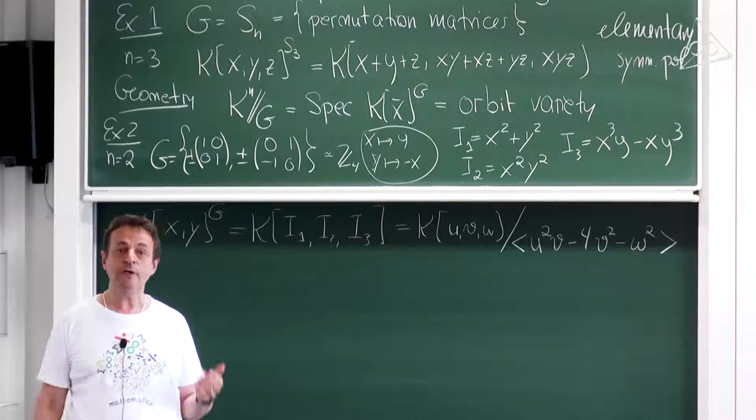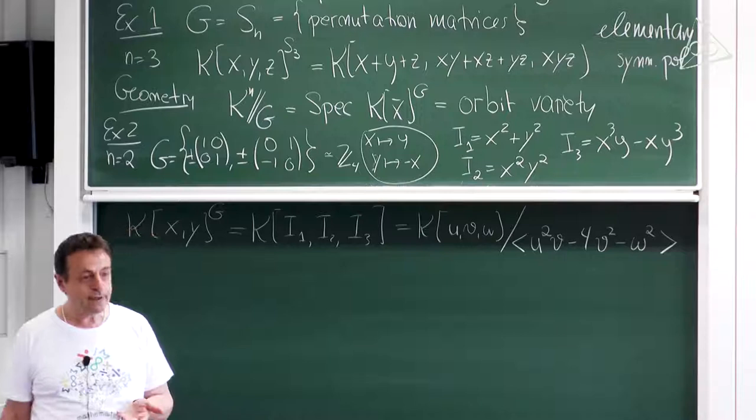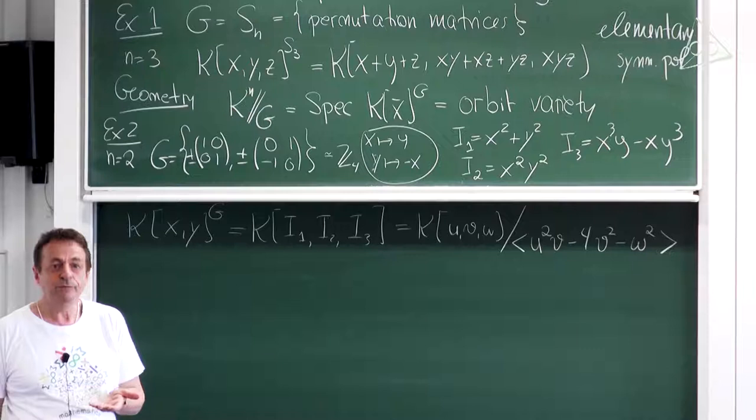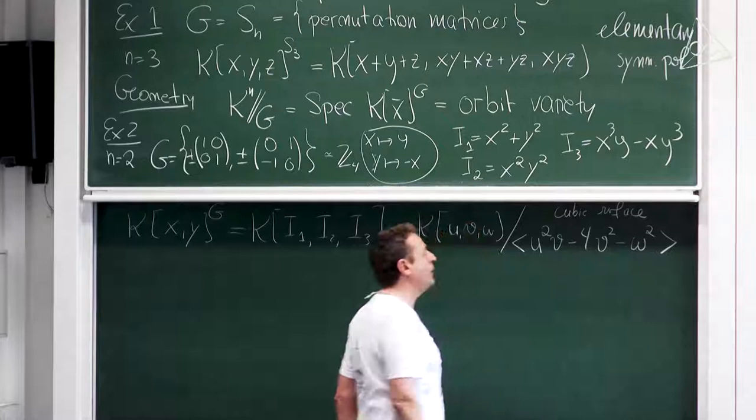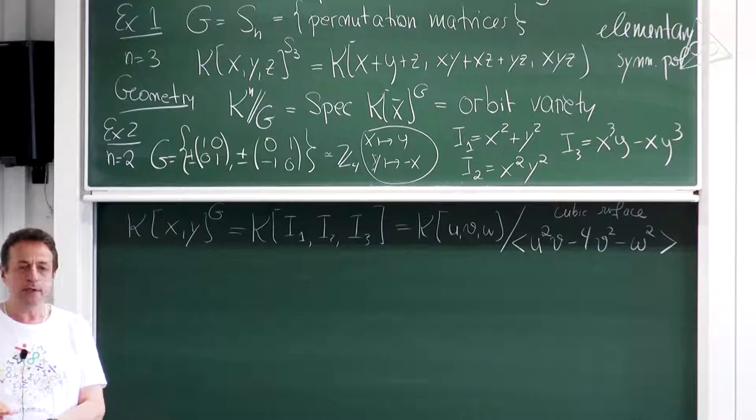We've taken the orbit space, so we've taken the plane modulo 90 degree rotation, right? And that space, that's a surface. And we've embedded the surface as a cubic surface. So the zero set of this is a cubic surface in a three-dimensional space with coordinates u, v, and w. And we've mapped the plane into three space by evaluating u, v, and w.